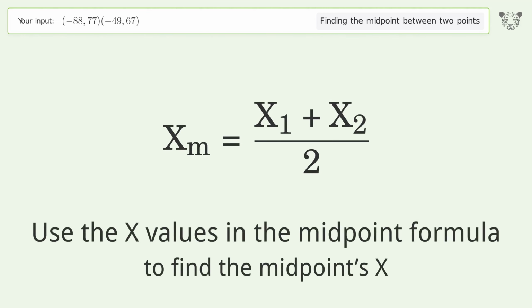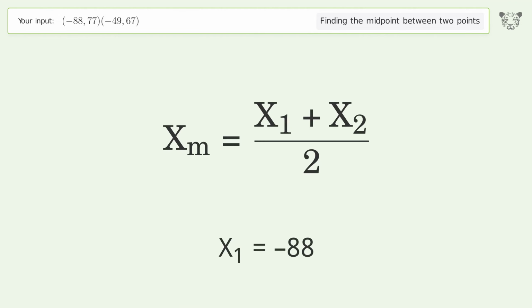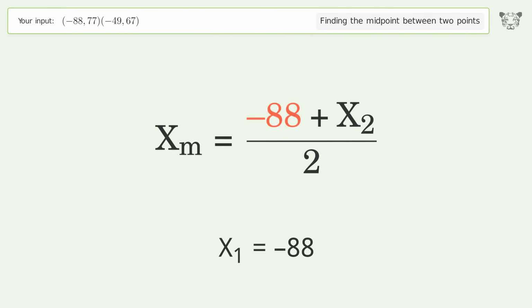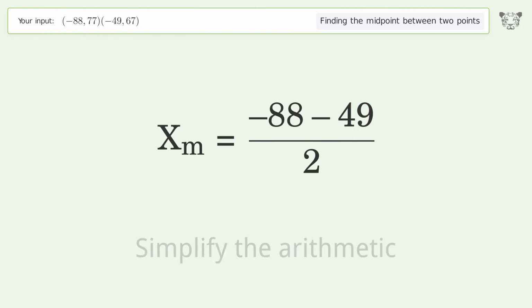Use the x values in the midpoint formula to find the midpoint's x. x1 equals negative 88. x2 equals negative 49. Simplify the arithmetic.